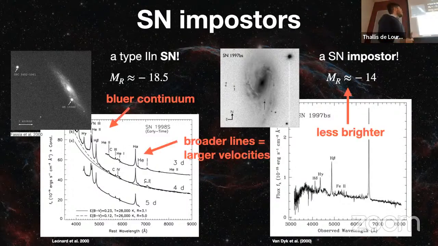For example, the real supernovae are much hotter, so they have a bluer continuum. They have broader lines indicating larger velocities of the ejecta. Also, supernova imposters are less bright. They usually have a magnitude of -14, while type 2N supernovae are much brighter: -18, -19, -20.